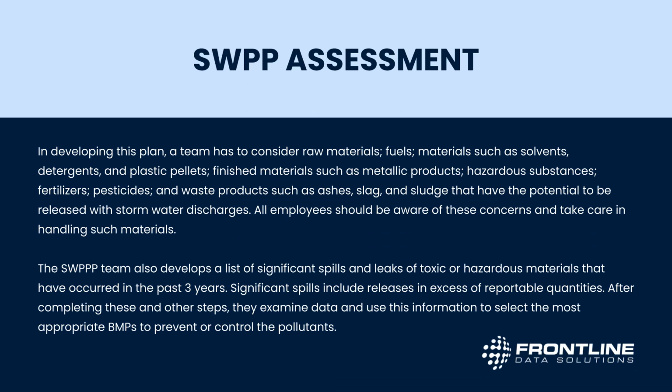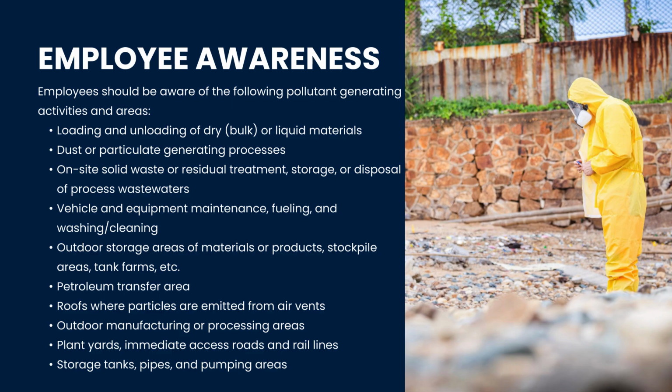During plan development, the team evaluates all materials and operations that could contribute pollutants. This includes raw materials, chemicals, and waste products. The team also reviews past incidents and uses this information to select appropriate control measures. Employees must understand where pollution risks exist. Activities like loading materials, equipment maintenance, outdoor storage, and manufacturing processes can all contribute to stormwater contamination. Awareness is key to prevention.